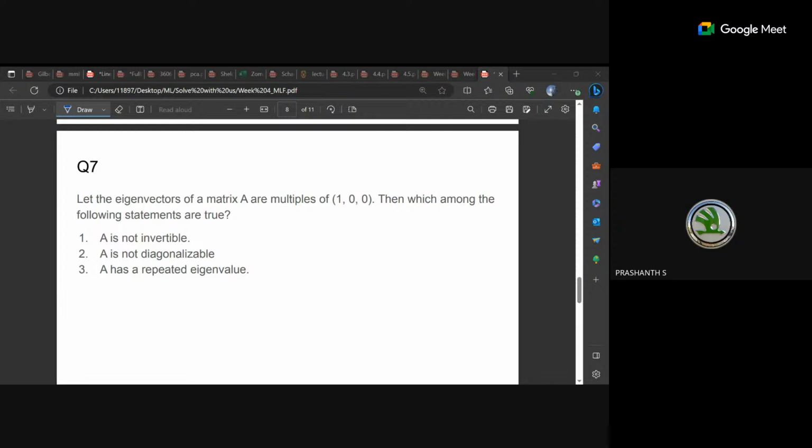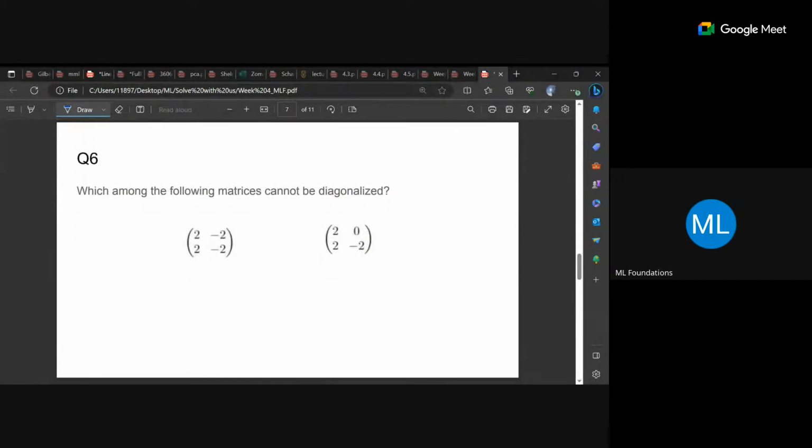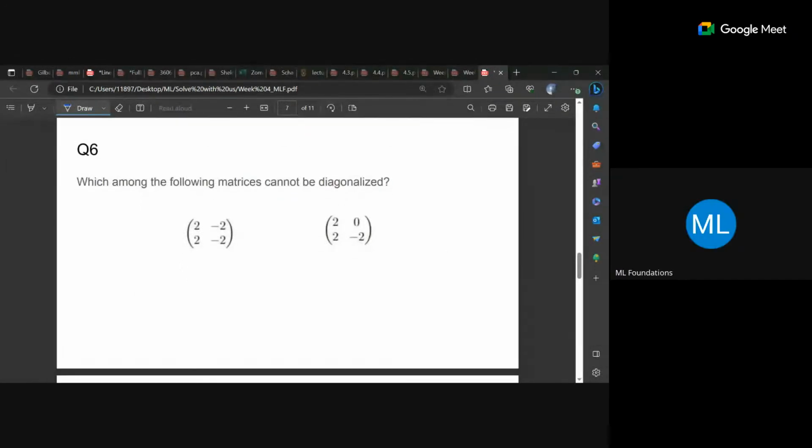Ma'am, in the previous example, 0 is not repeated. Is it repeated or not repeated? The first one, it is repeated, right? Okay, 0 is repeated. Yeah. What did you get for the first part? Lambda square equal to 0. So can we say 0 is repeated? Yeah, we can. Oh, okay, because the power is 2. Yeah.